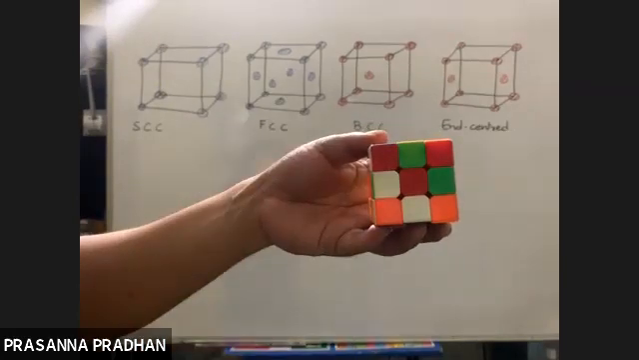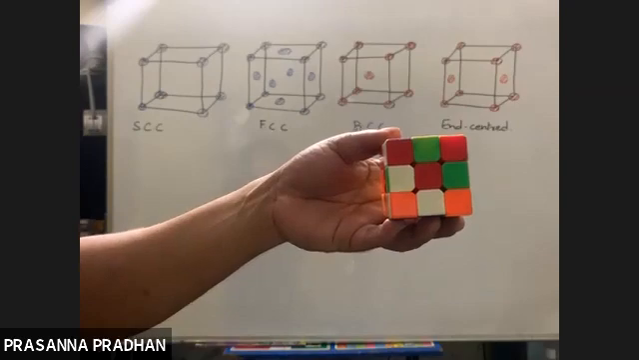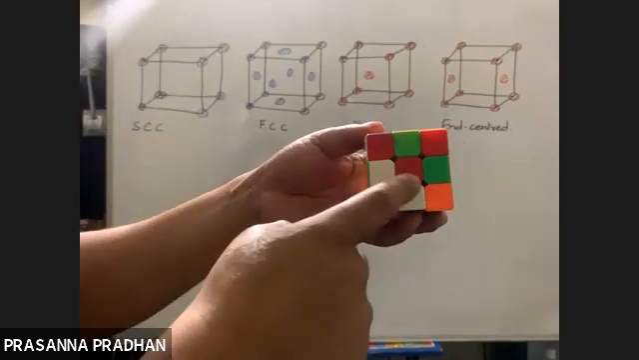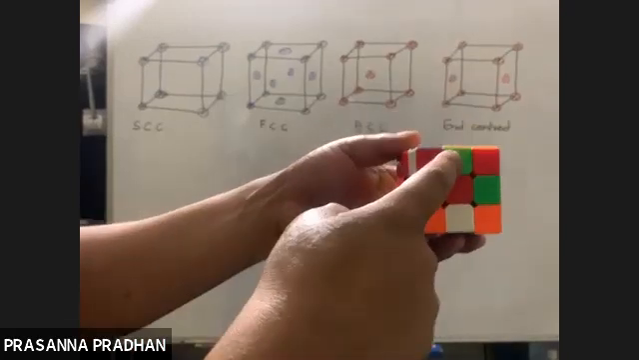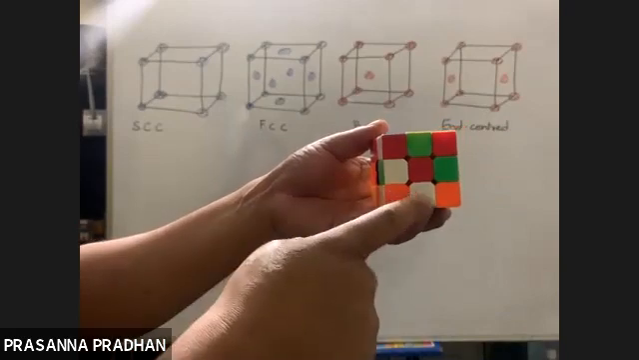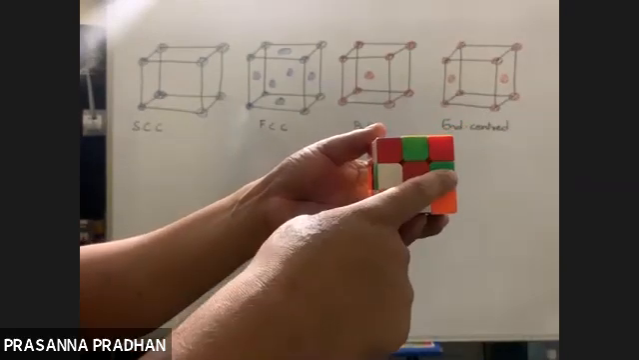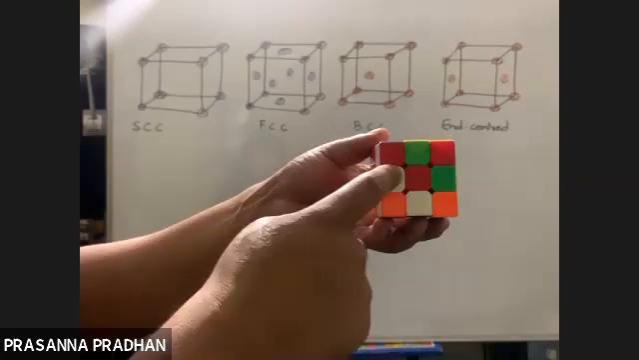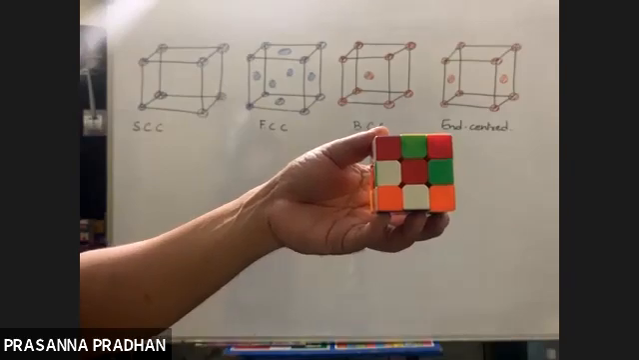This unit cell is in contact with how many unit cells? 2, 3, 4. Look, one is in contact with it, then 2, 3, 4. Yes, sir, 4. It is in contact with 4 unit cells.